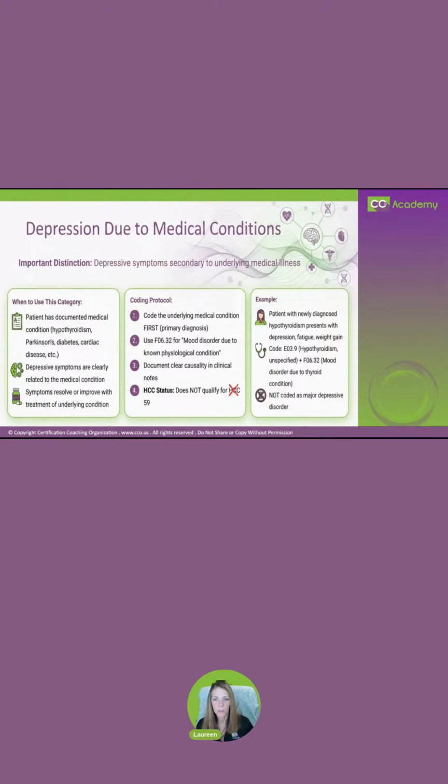So how do we code these? First, you code that underlying medical condition. That's your primary diagnosis. Then you're going to use the F06.32 for mood disorder due to known physiological condition. And you've got to document clear causality in the clinical notes, not you, the doctor.